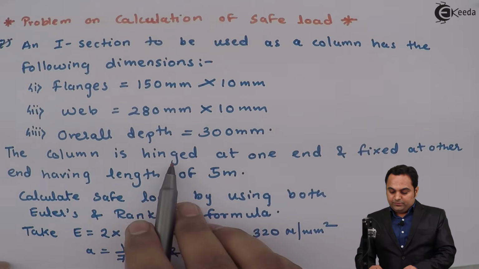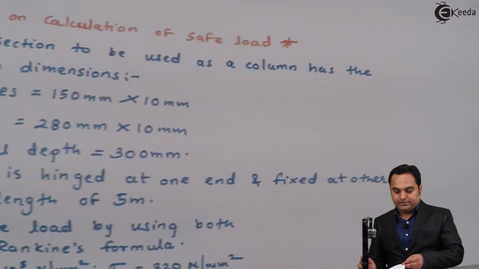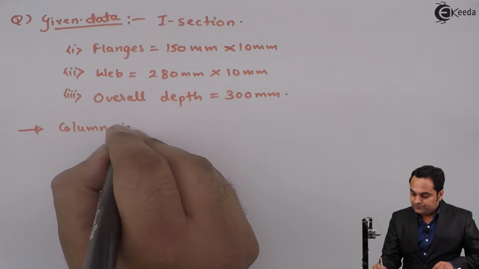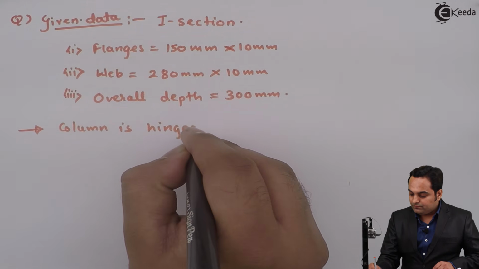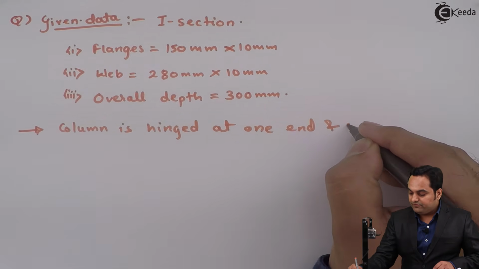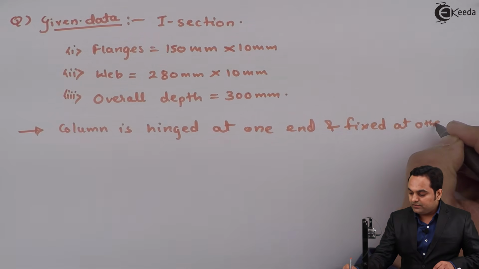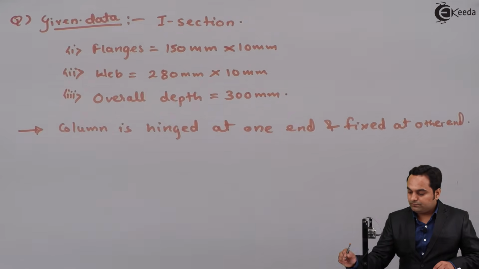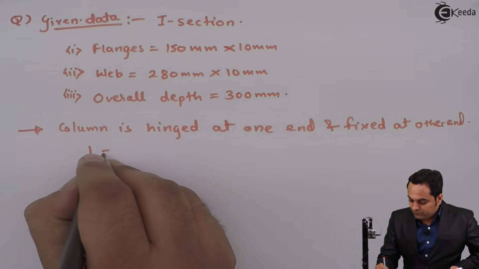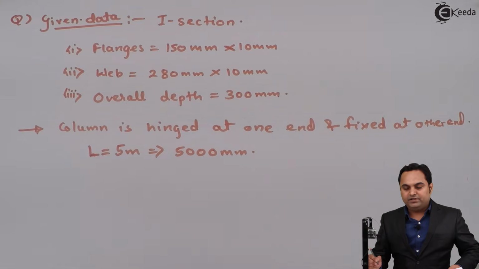Next, the column is hinged at one end and fixed at the other end, having length of 5 meter. So column is hinged at one end and fixed at other end, and it is having a length of 5 meter. So length of the column is 5 meter, that is 5000 mm.